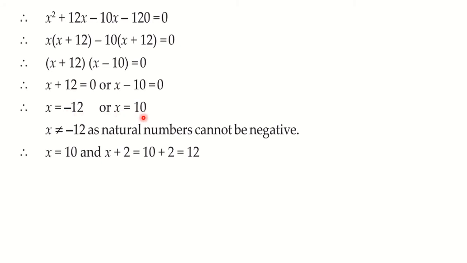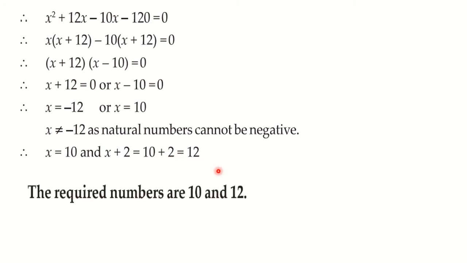One number is negative and the other number is positive. But in the beginning we have started with natural numbers. So you have to discard this answer by giving the proper reason that x cannot be minus 12 because natural number cannot be negative. And therefore x is equal to 10. And the next number x plus 2 is equal to 10 plus 2, that is 12. And the final answer as a statement, that is, the required two numbers are 10 and 12.